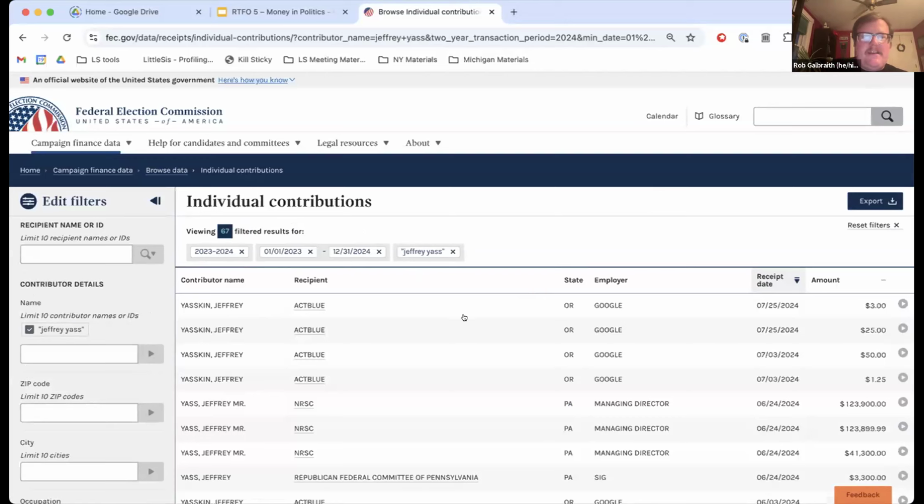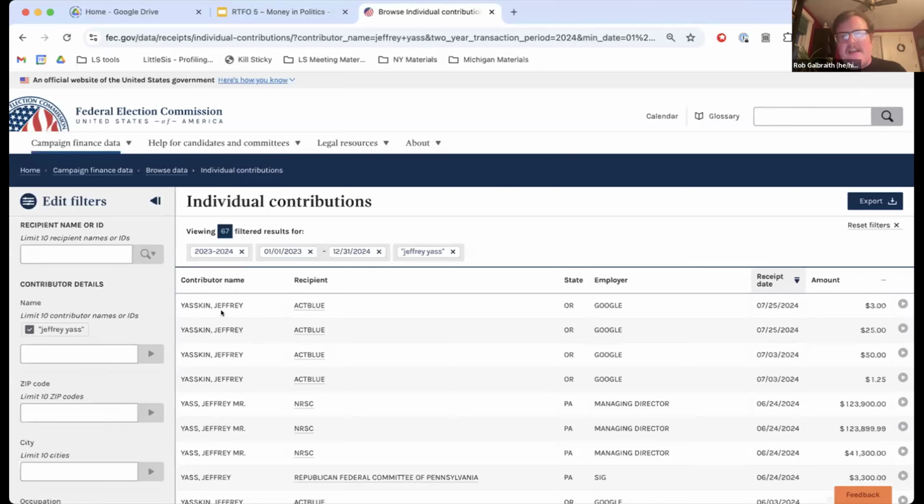Right off the bat, we can see that we have donations from Mr. Jeffrey Yass from Pennsylvania, who is the donor we're interested in for this example. But this is also showing us every donation from everybody that also has that in their name. So at the top here in these most recent donations, we have donations from somebody named Jeffrey Yaskin in Oregon.